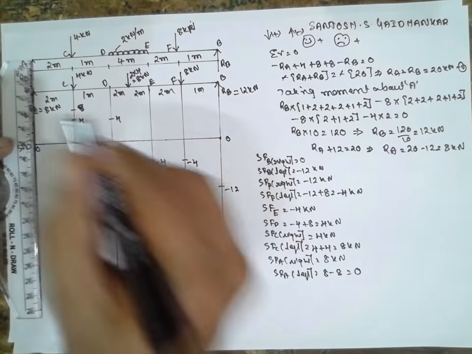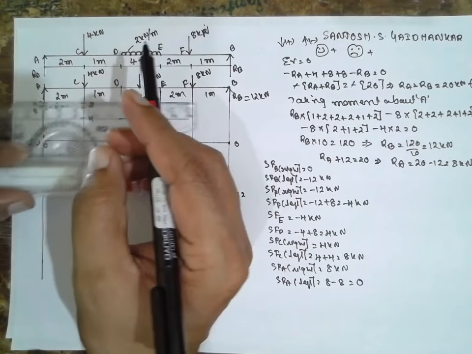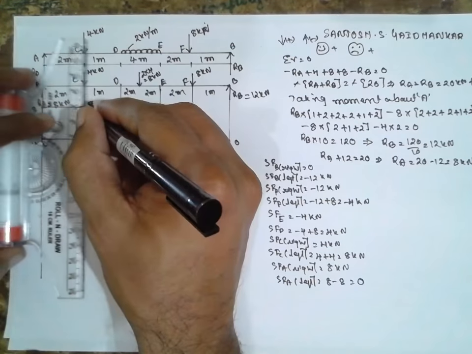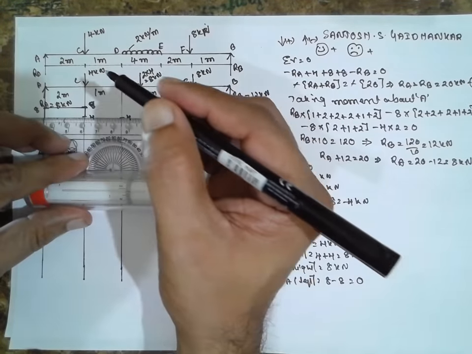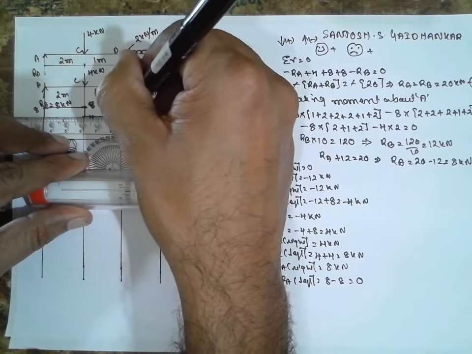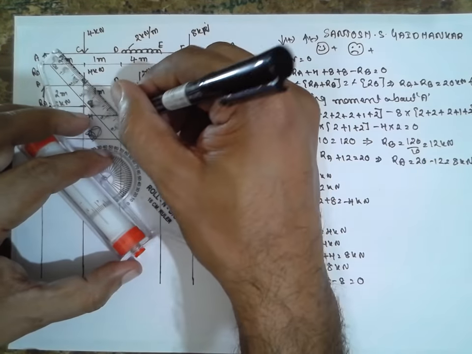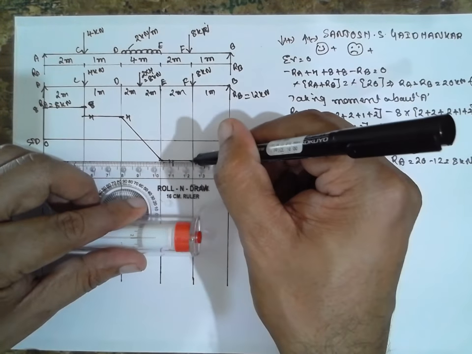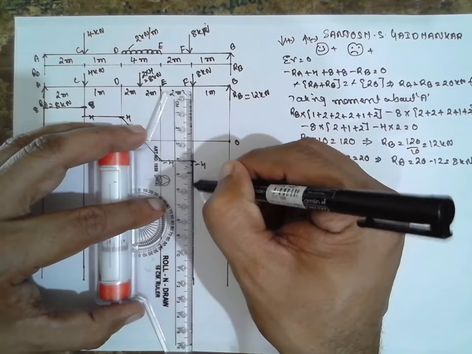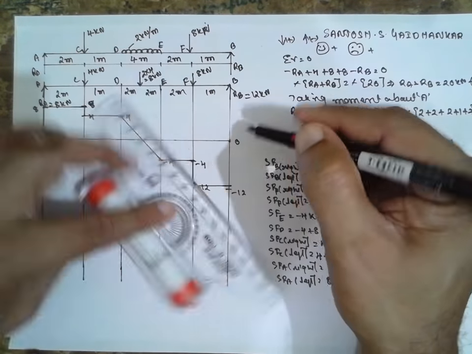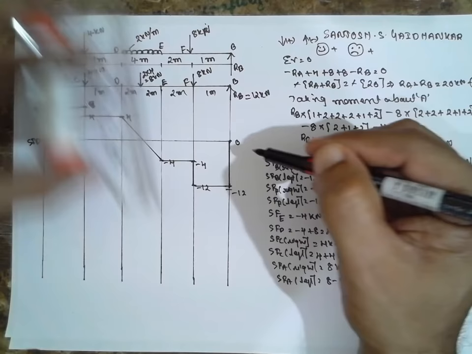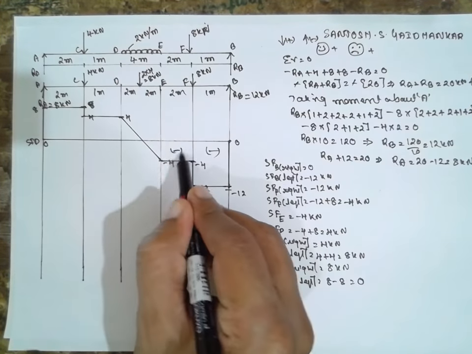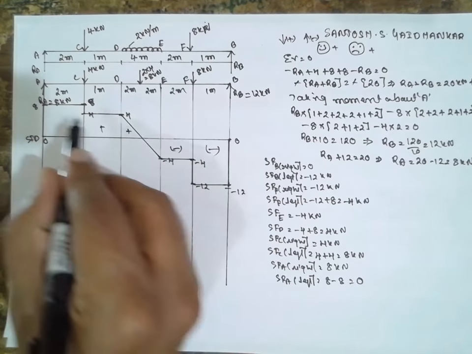Now draw the line. Straight line, downward. Straight line, because there is no UDL here. If it is UDL, inclined line. Again there is a straight line. Now this is the shear force diagram. Negative, negative, positive, positive, positive.